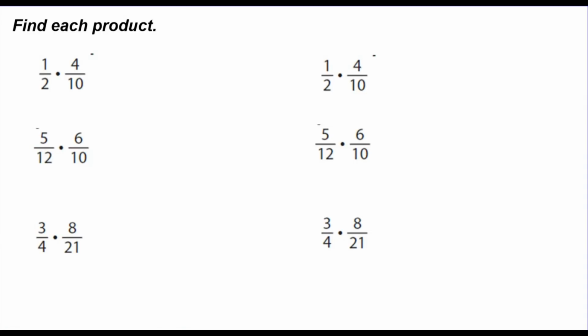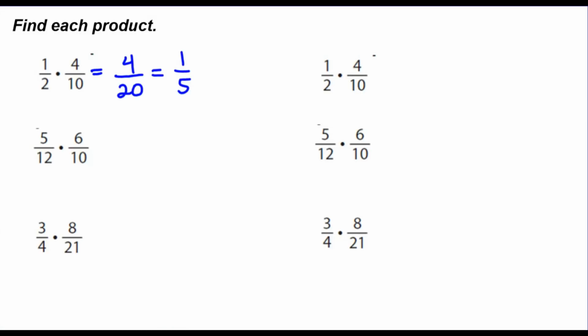On the left-hand side, I'm going to multiply first and then simplify, and then I'm going to do the problem again where I show you how to simplify first and then multiply, and then you can decide which one you prefer. Here, when we multiply 1/2 times 4/10, we're going to multiply the numerators together. 1 times 4 is 4, and 2 times 10 is 20, and we get 4/20. And then if we simplify that, we get 1/5. Both of those are divisible by 4.